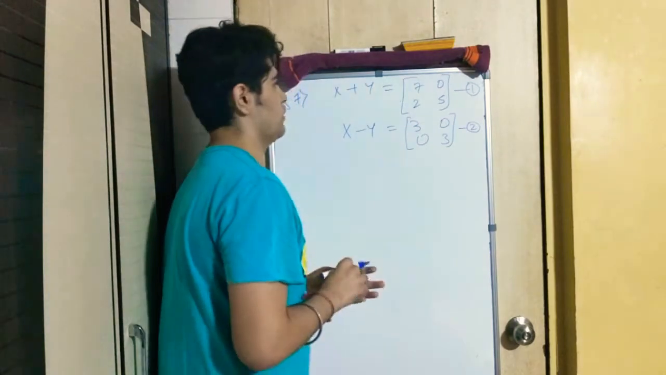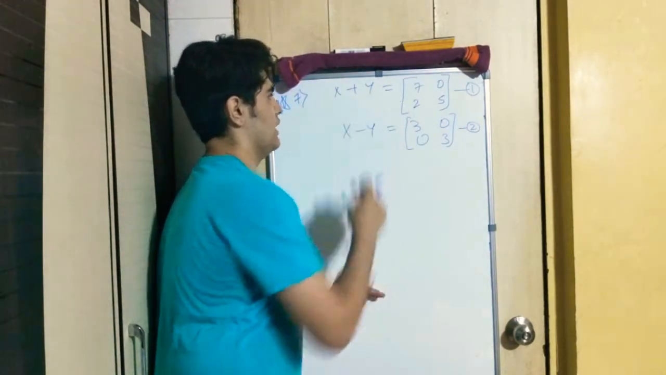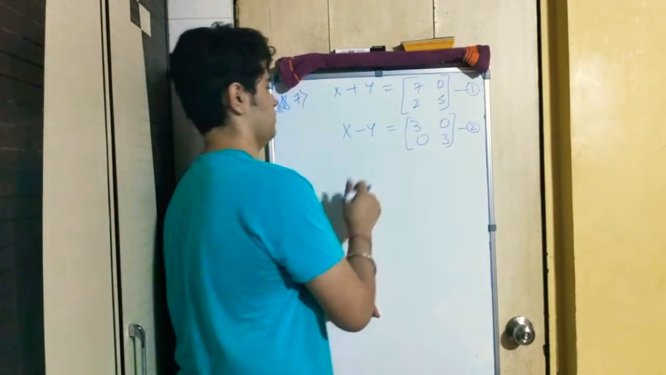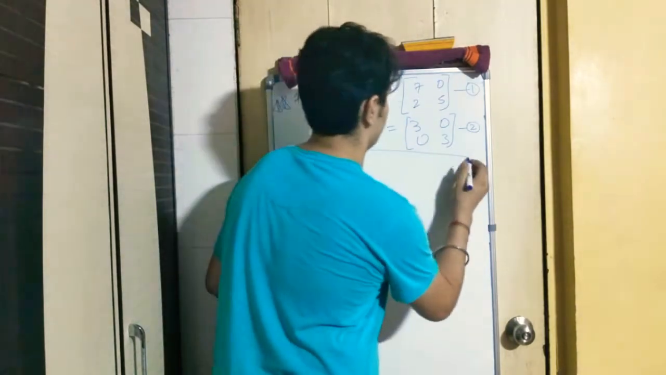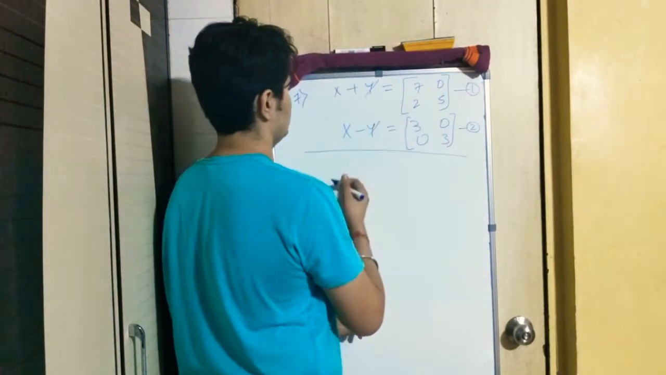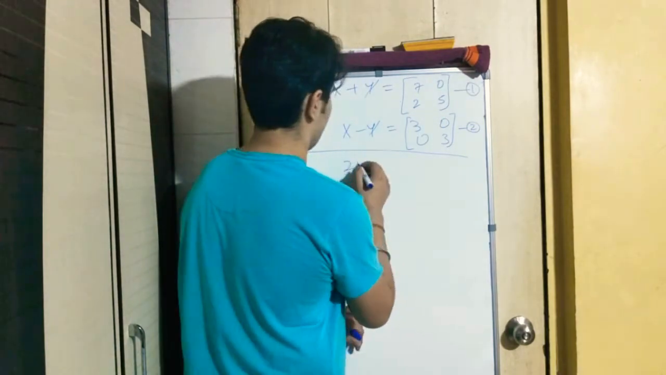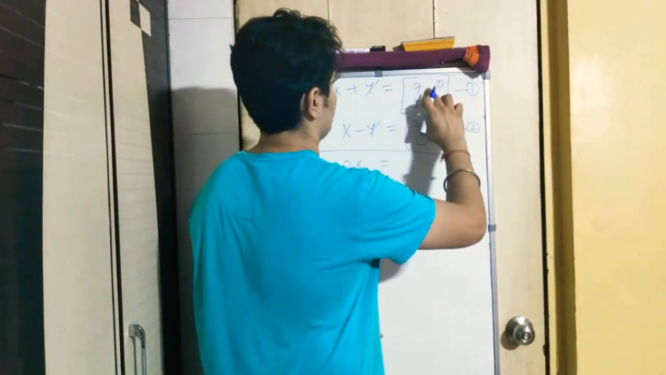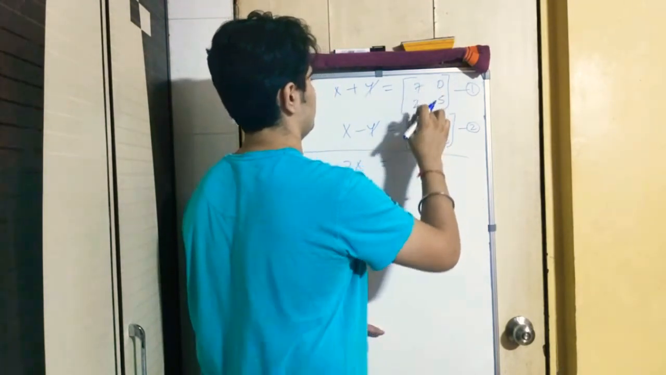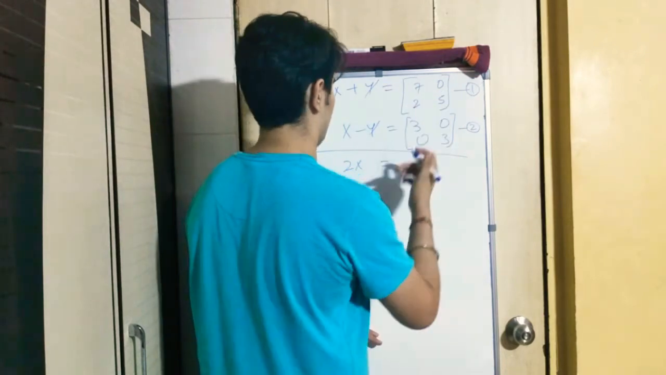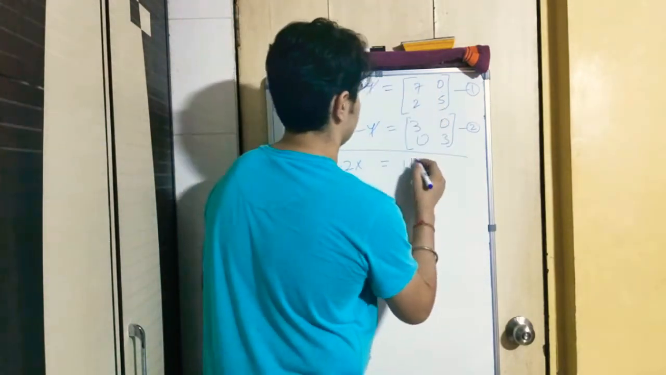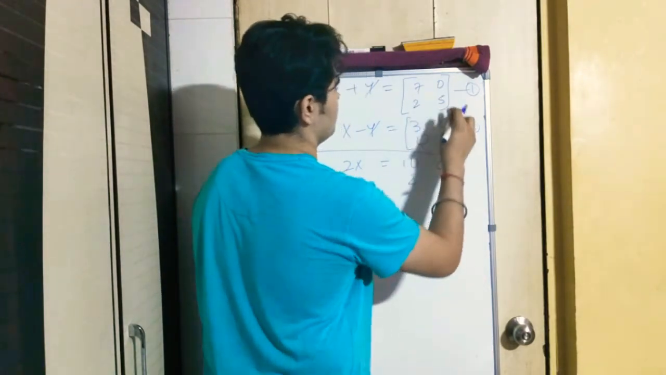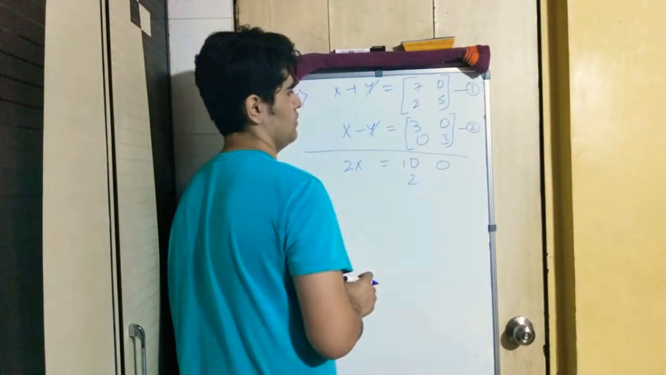So how to solve these equations? We have to get the value of X and Y. How to get? First we have to add equation 1 and 2. We do it here itself. The Y gets cancelled. X plus X is 2X is equal to, you have to add the same element of one matrix with the other. That is first with first, second with second, third with third, and so on. 7 plus 3 is 10, 0 plus 0 is 0, 2 plus 0 is 2, 5 plus 3 is 8.